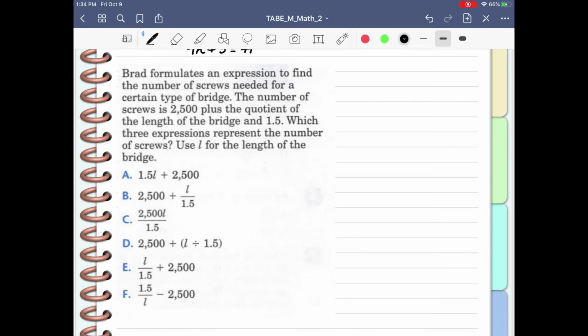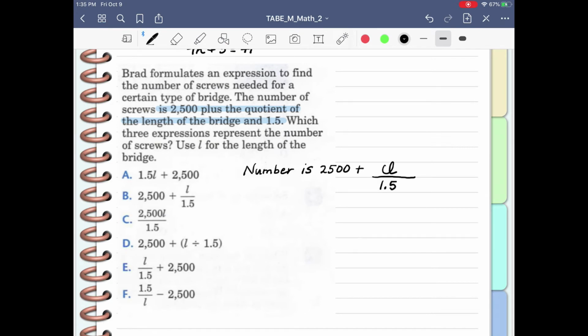My goodness gracious. This is a problem, isn't it? But here's what we need to know. The formula: the number of screws is 2,500 plus the quotient of the length of the bridge and 1.5. Let's just write that down. The number of screws is 2,500 plus the quotient of the length of the bridge and 1.5.